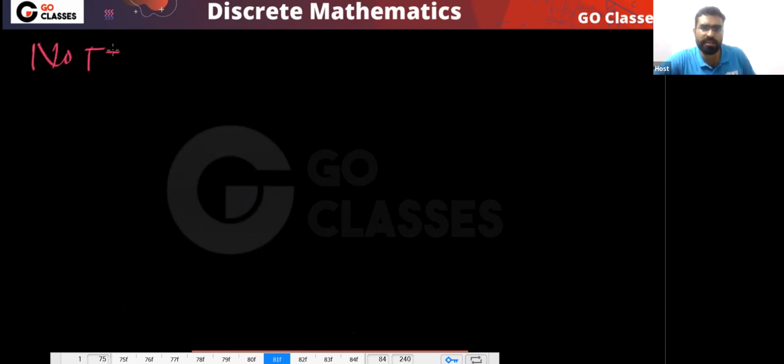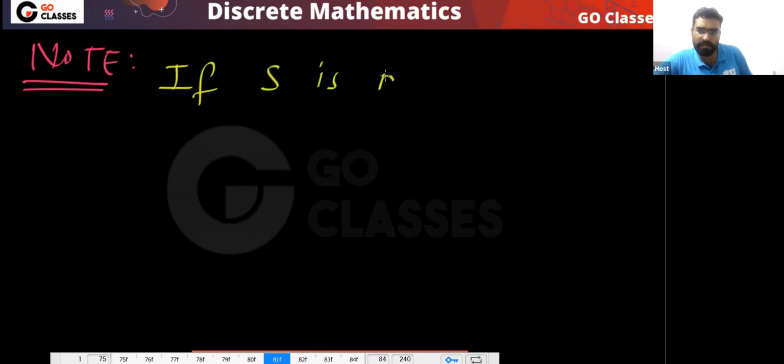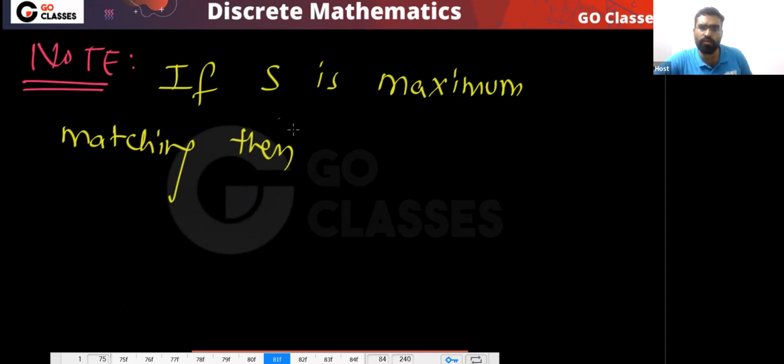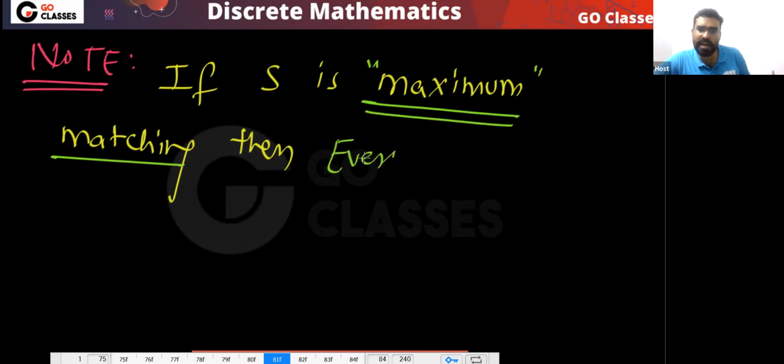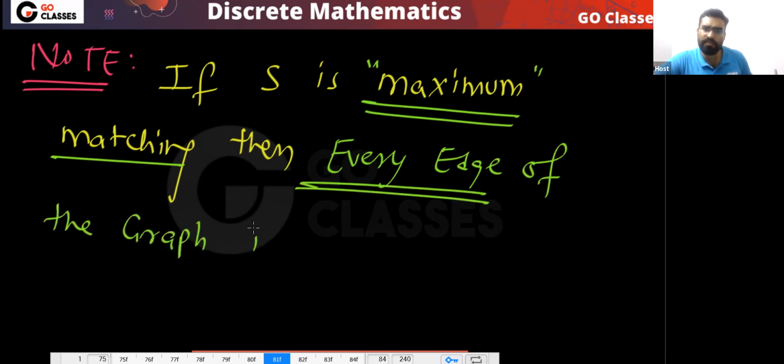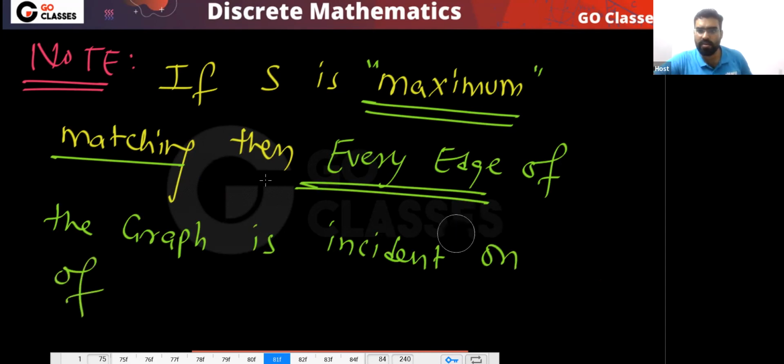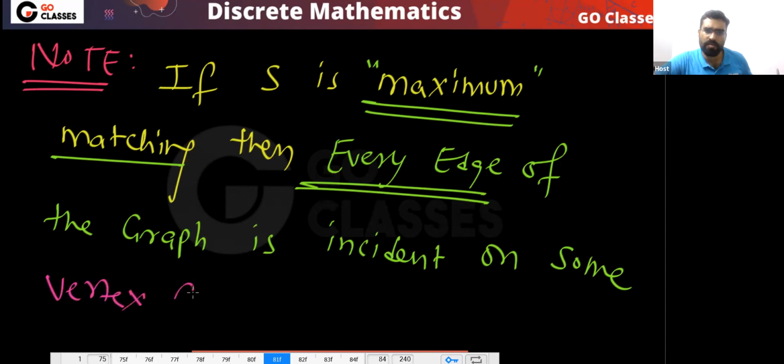This is a note you can take, a very simple point. If S is a maximum matching, then I can say every edge of the graph is incident on at least one vertex, on some vertex covered by S. Is this clear? Tell me.